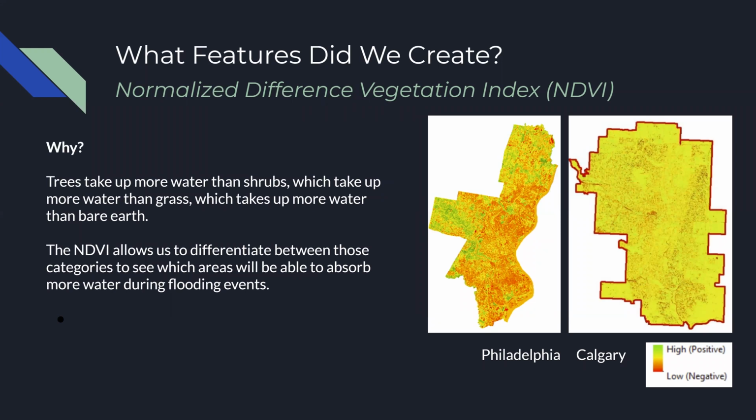Normalized difference vegetation index, or NDVI. Trees take up more water than shrubs, which take up more water than grass, which takes up more water than bare earth. The NDVI allows us to differentiate between those categories to see which areas will be able to absorb more water during flooding events.